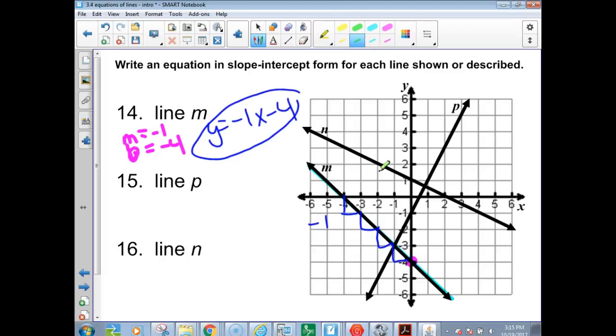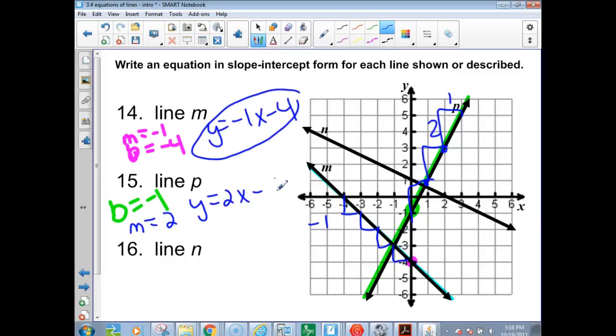Okay, how about line C? So I've got a y-intercept of -1, b is -1. And then I've got to count that slope. Let me count that slope. Up two, right one? Yeah, looks good. Up two, right one. Yeah, every time it looks like up two, right one. So y equals 2x minus 1.